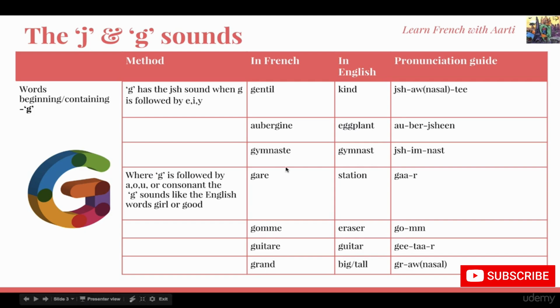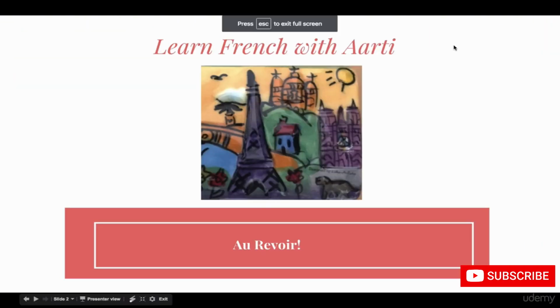Don't worry too much right now about which vowel follows G to alter sounds between j and g. As you read and listen more, you will choose the right sound. That's it from me. Au revoir.